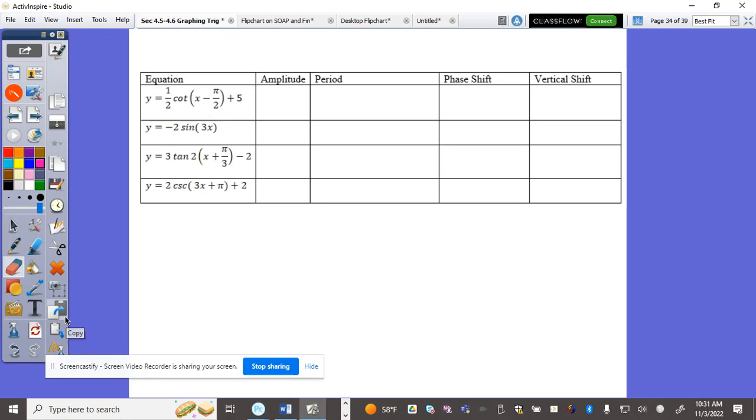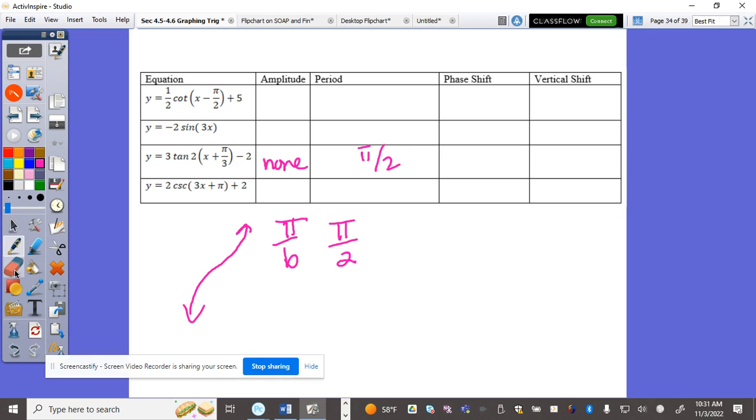Okay. All right, let's go for the third one here. y equals 3 tangent of 2 times the quantity (x plus pi over 3). We know the graph of tangent goes like that, so there will be no amplitude here. The formula to find the period for a tangent is pi over b, like the cotangent. The b here is 2, so it will be pi over 2. So the period is pi over 2.